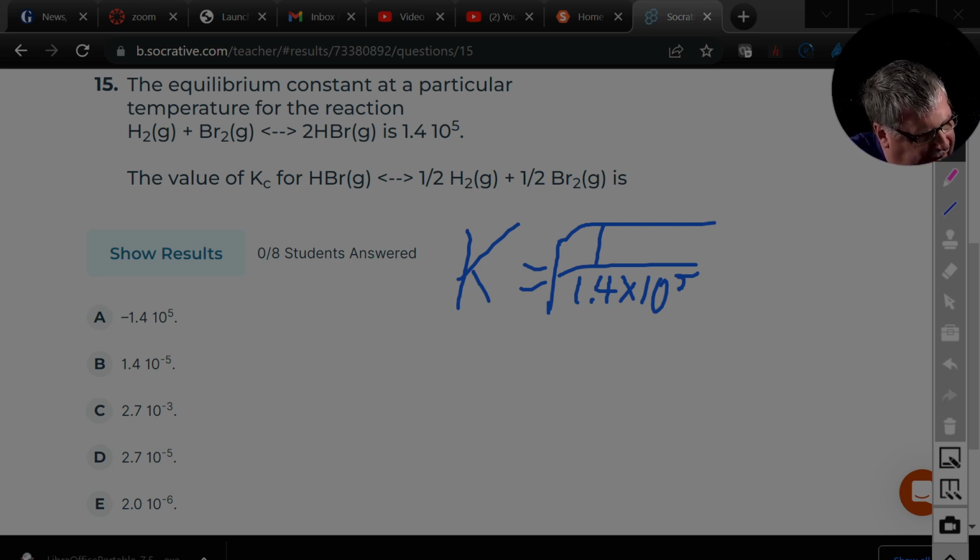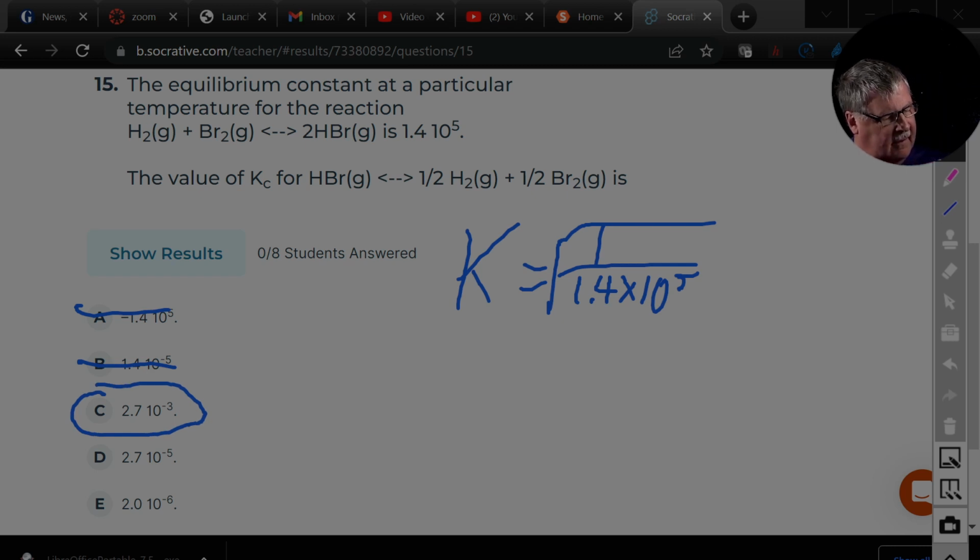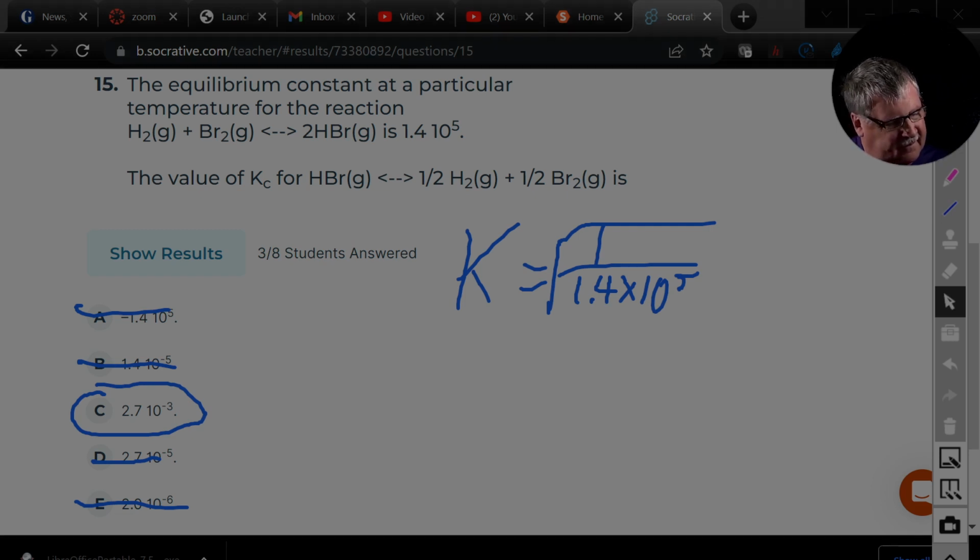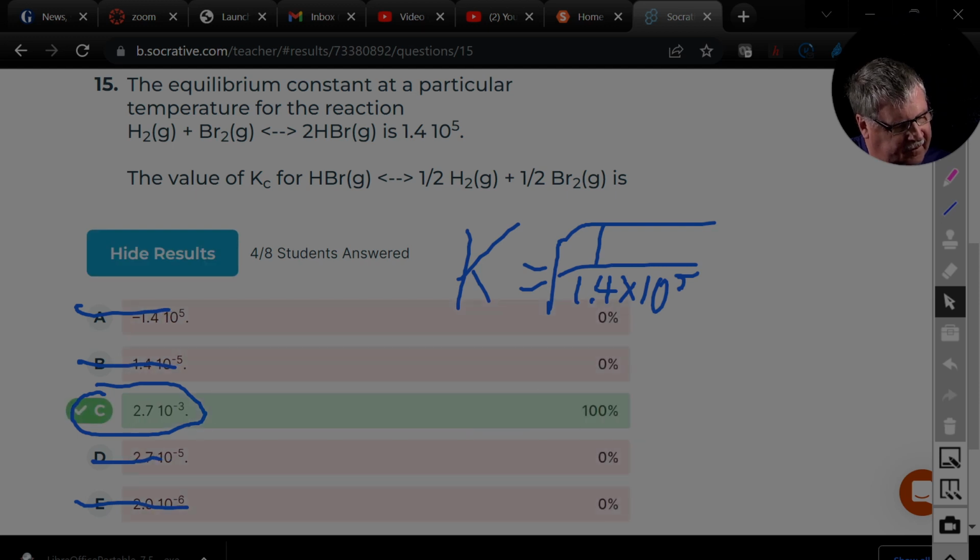Okay, it's definitely not going to be A. It's not going to be the same or the reciprocal. Okay, it's going to be the square root of the reciprocal, and the only one that fits that is this. Okay, this is 2 times 1.4 times 10 to the 5th, and this one, I don't know where they got that one from. So there's really only one possibility. And indeed, that's what we got.